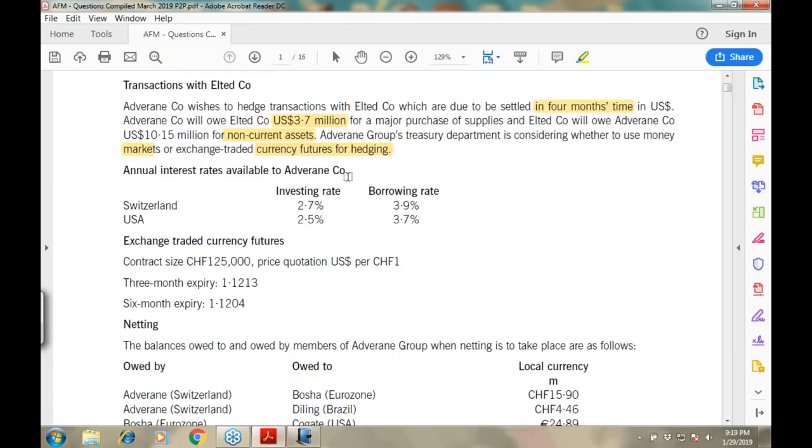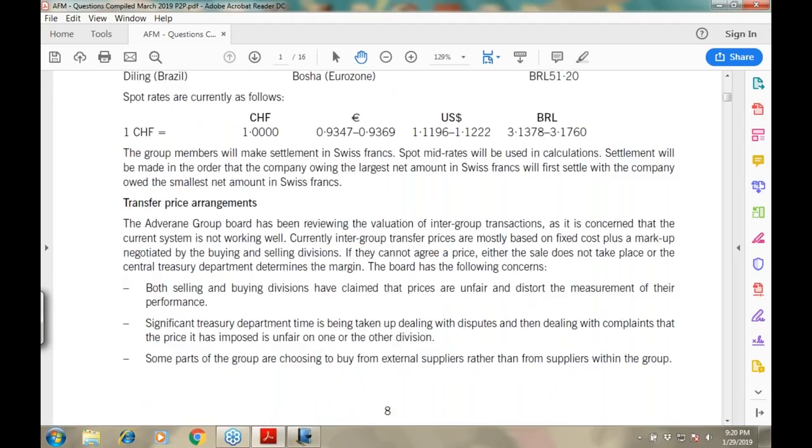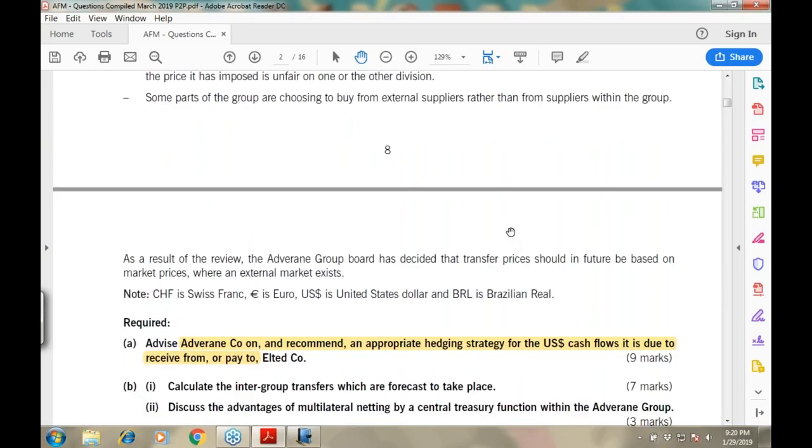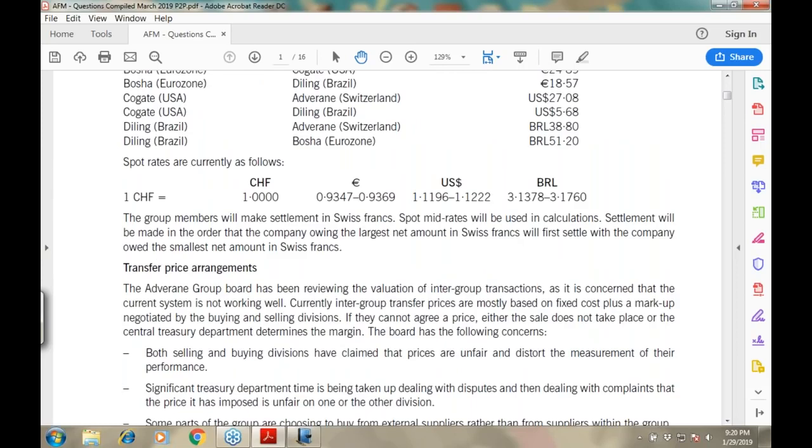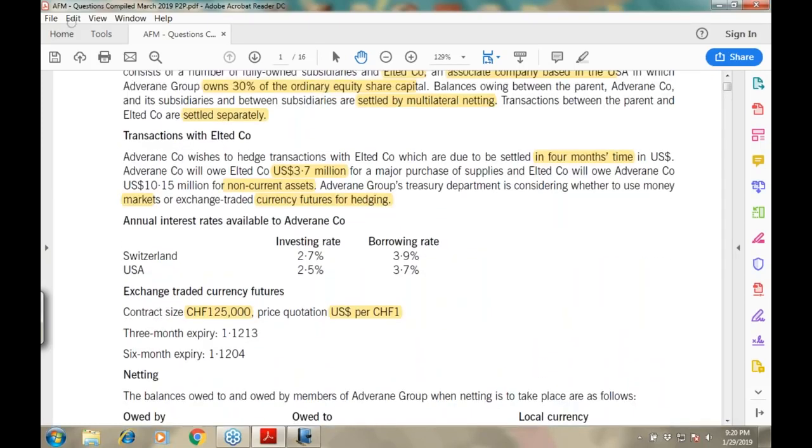It says the annual interest rates available are as follows. The investing rate is given, the borrowing rate is given, for Switzerland and the USA. For the exchange traded currency futures, the contract size is CHF 125,000, where CHF is the name for the Swiss franc. The price quotation is USD per CHF, with 3-month expiry and 6-month expiry. We are not given any further information, and all that we have to do is work with the information available in this section only.